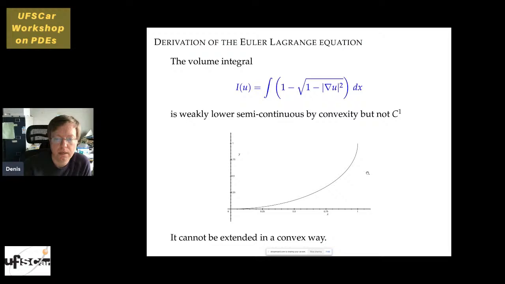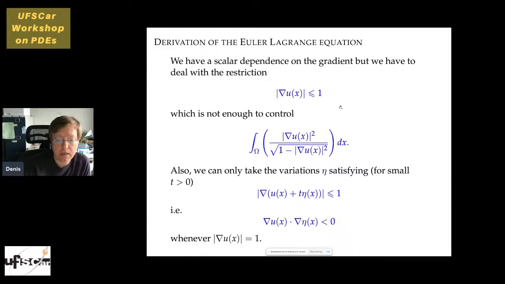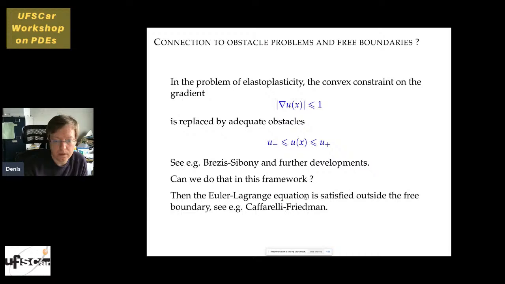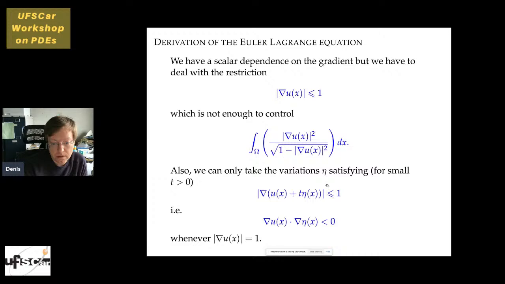Okay, so remember that when you have this functional and you want to derive the Euler-Lagrange equation, well, there are some troubles because you have to impose that condition on the gradient. And this is not enough to control this quantity, by the way. And another problem is that if you take a variation, let's call it eta, u plus t eta, of course, my gradient has to stay smaller than one, always. And this implies that you can take only variations which satisfy this condition, that gradient u scalar gradient eta is negative. Okay, this means that you don't have a dense set of variations, so you don't recover the PDE.